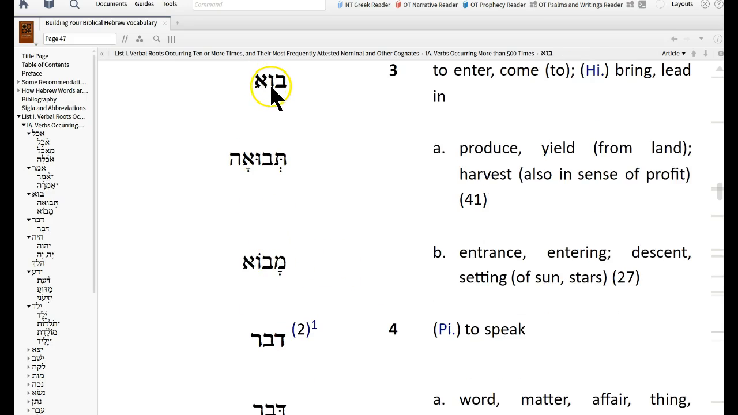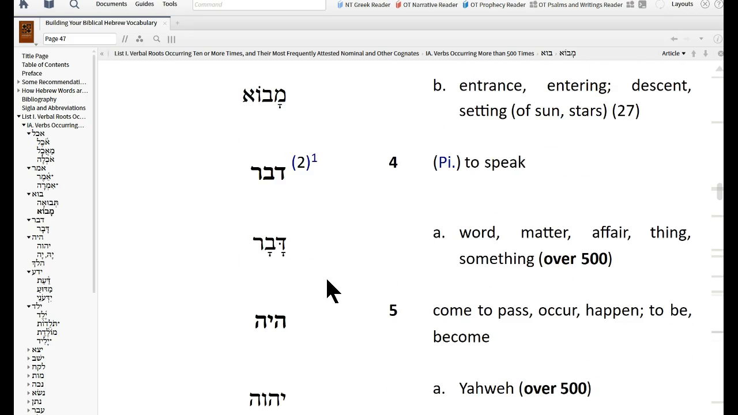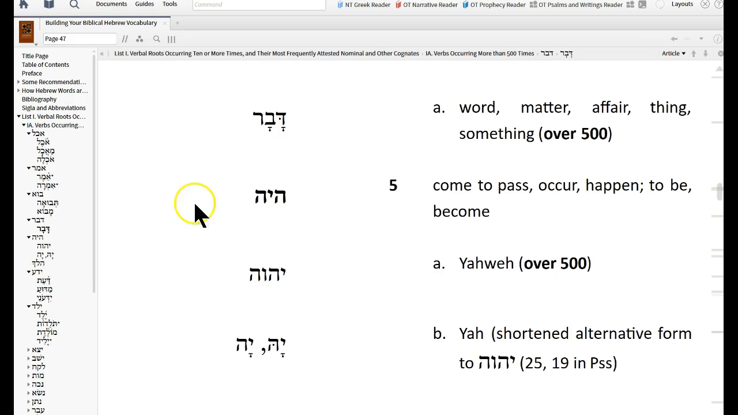Mebo, so if this is the root to go in, mebo is an entrance. And then we're familiar with this, davar, speak. Davar in the noun form is word. This is the verb to be, haya. And you can see, can you not, how close the tetragrammaton is to the word to be.